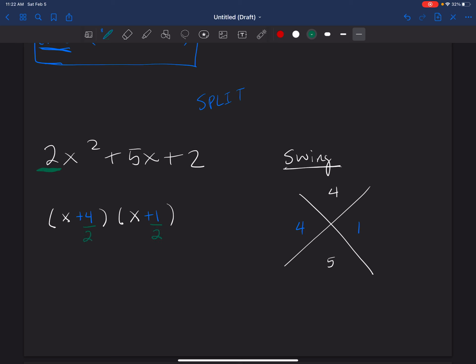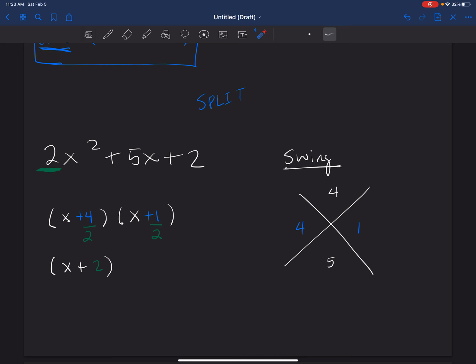And if 2 goes into 4 perfectly, then I can go ahead and simplify that. So this is going to be x plus 4 divided by 2, which is 2. So I write x plus 2, and I'm done with that. And here, I have this x plus 1/2. 2 doesn't go into 1, so I'm just left with that.